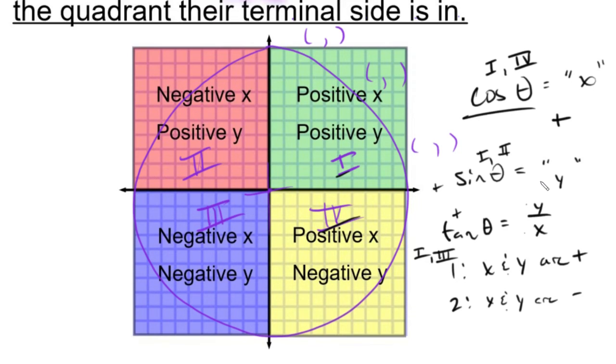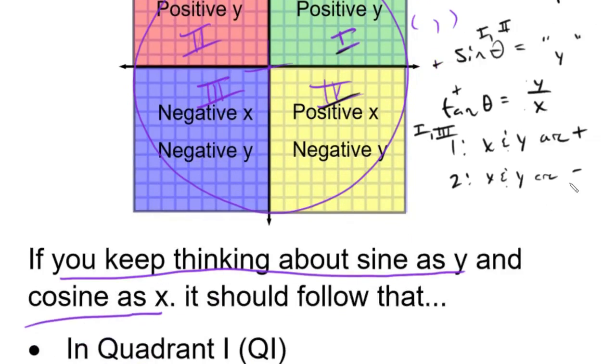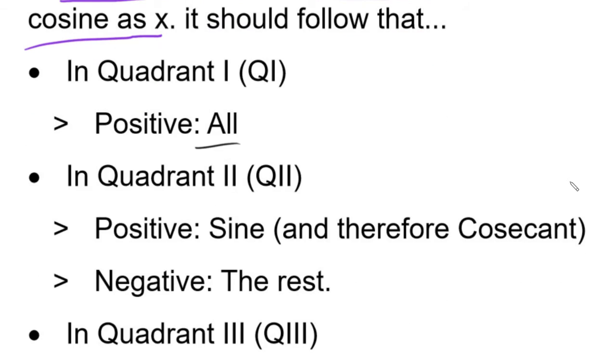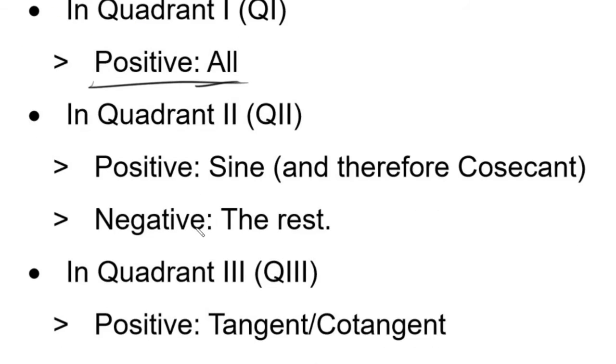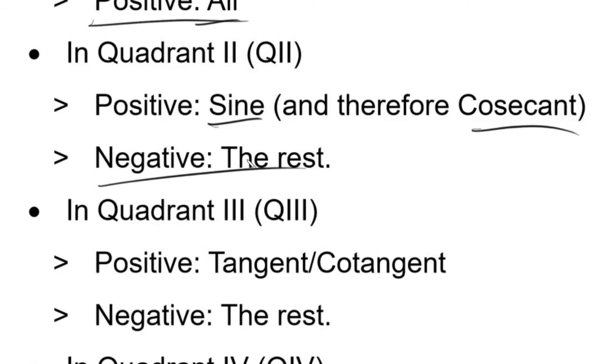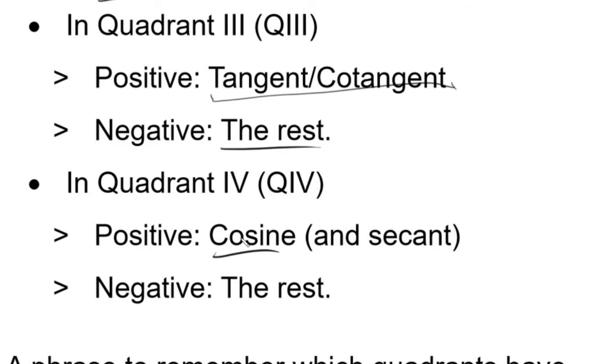So next we've got the cosecant, secant, and cotangent, which work the same ways, right? So it should follow that in quadrant 1, all of the trig functions are positive. In quadrant 2, sine is positive, and therefore cosecant is positive, but the rest of them will be negative. In quadrant 3, the positive ones are tangent and cotangent, and the rest of them are negative. And then in quadrant 4, cosine and secant are positive, and the rest are negative.